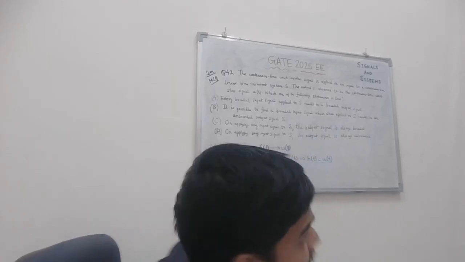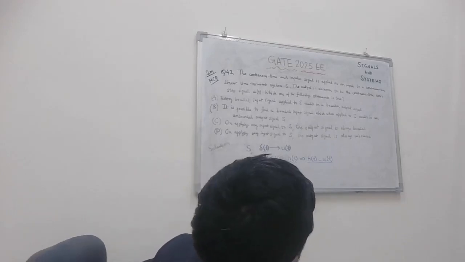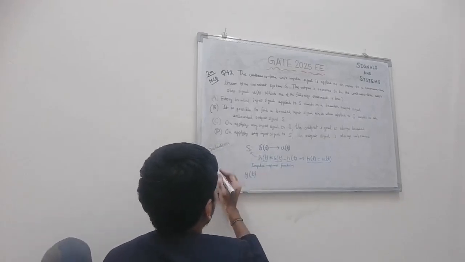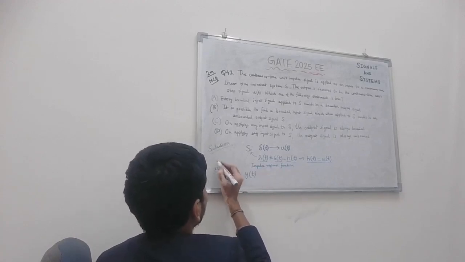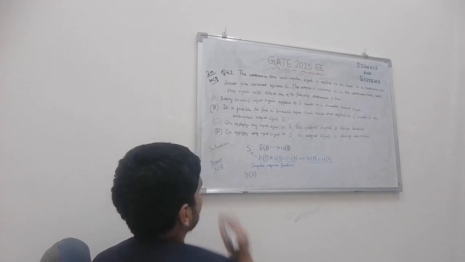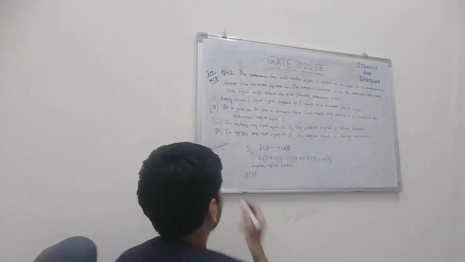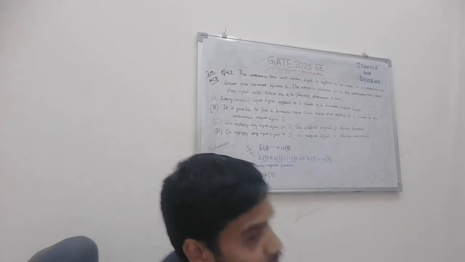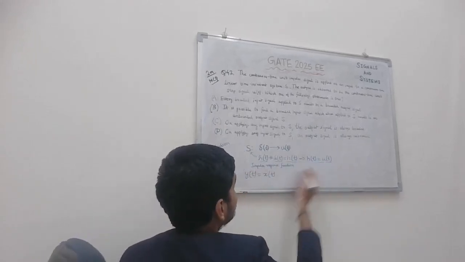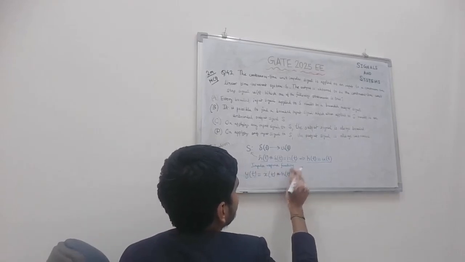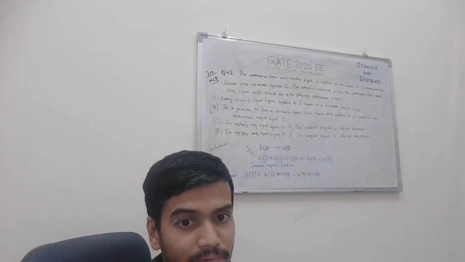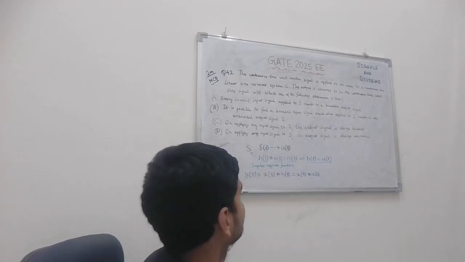Now we'll check the options one by one. Option A: every bounded input signal applied to S results in a bounded output signal. For any bounded input signal, say x of t, the output signal you get is y of t. How do you get it? By carrying out the continuous time convolution of x of t with the impulse response. The impulse response, as we already calculated, is nothing but the unit step signal.